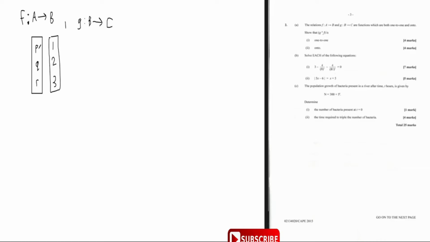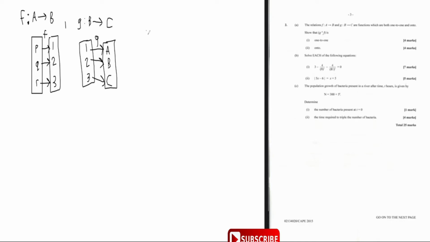Doing it with the example, they said that f is one-to-one and onto. So let's make P map to 1, Q map to 2, R map to 3. This is f. And then G now, we can make B be 1, 2, 3, mapped to some new set C. Let set C be A, B, C. So 1 will map to A, 2 will map to B, and 3 will map to C. So G is also one-to-one and onto. Remember, they said that. So this is the function G.